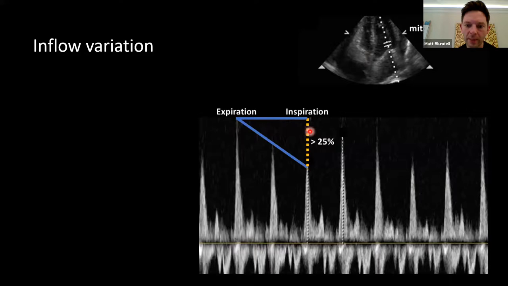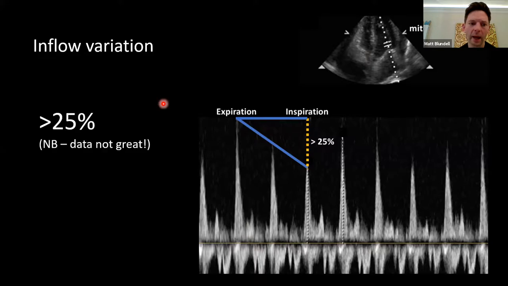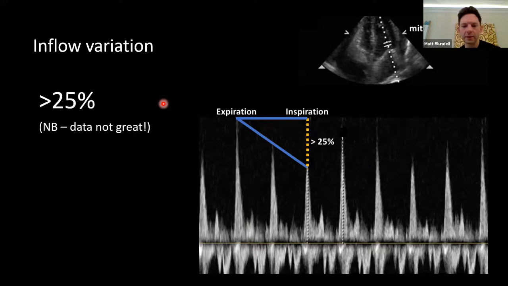You'd normally expect up to around a 10% difference between inspiration and expiration. If you're reaching 25% plus, again, that's evidence of potential tamponade. Again, data on it isn't that great. Some papers will say 40%, but generally looking around 25%. And again, it's not very specific.